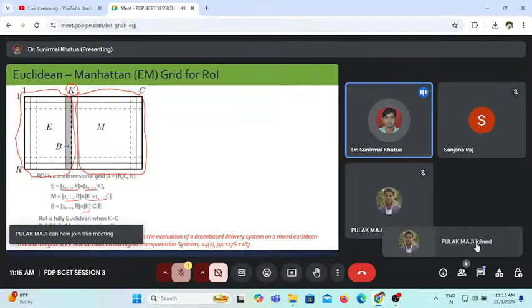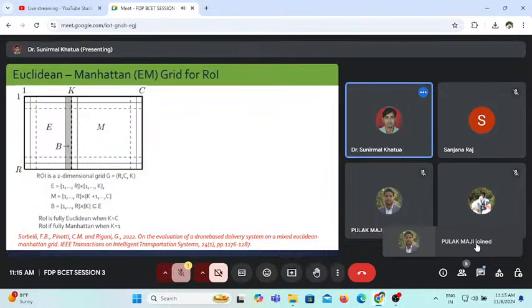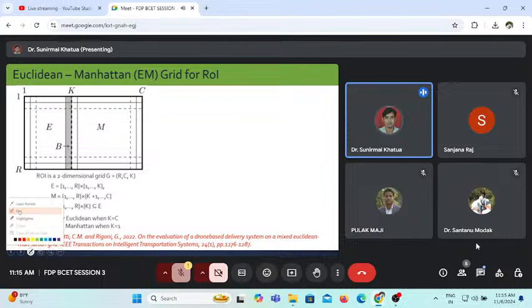So obviously, if you move that K, for example, suppose we take this K fully to the C, that is whenever C equals K, it becomes fully Euclidean. Similarly, if we move K till 1, it becomes fully Manhattan. So basically, we have considered this kind of EM grid as a general EM grid, or a fully Euclidean grid, or a fully Manhattan grid.